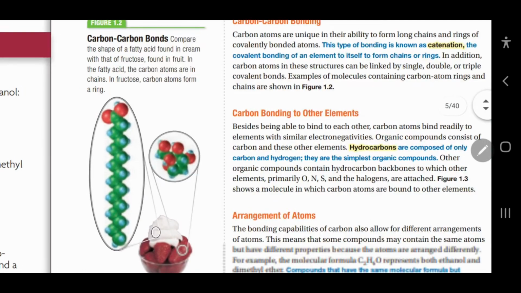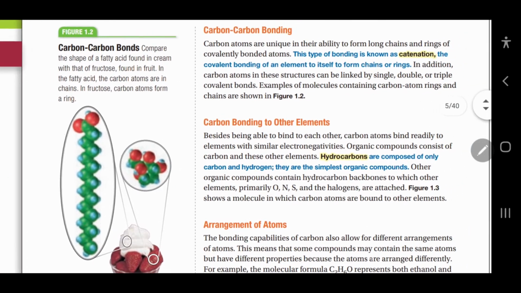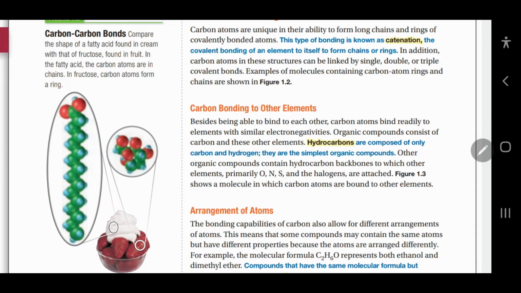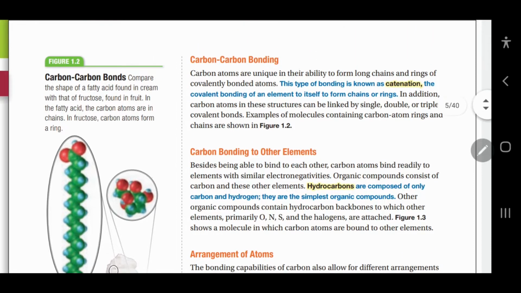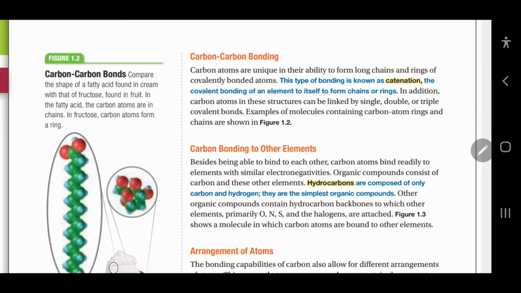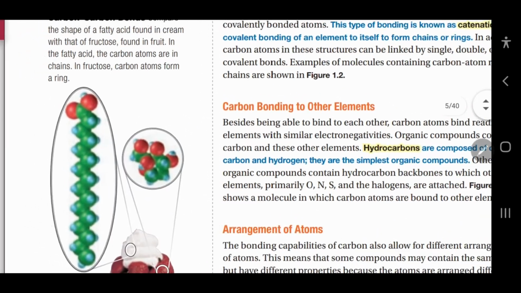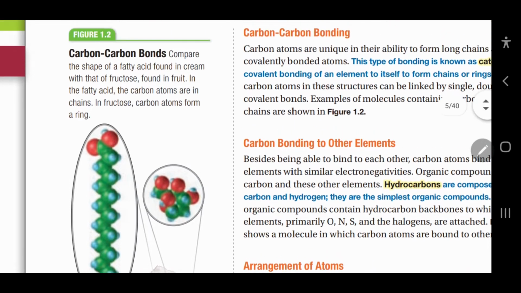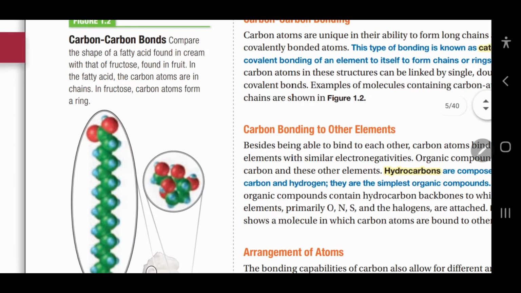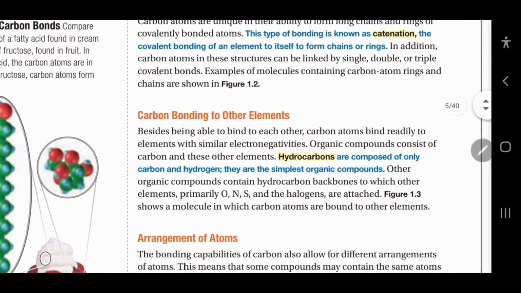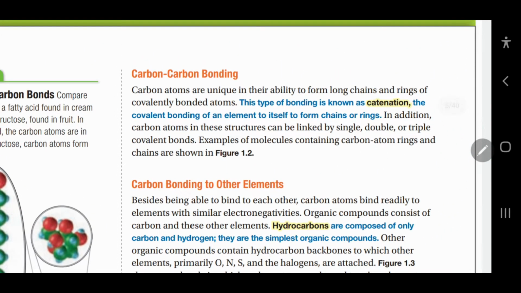Now, as you can see here, carbon-carbon bond. Because carbon is able to make very long chains of carbon atoms connected to each other, this is what we call catenation, which is the covalent bonding of an element to itself to form a chain or a ring. So as you can see here in this shape, fructose carbon atoms could form a ring or could form a very long chain in fatty acids. So this is the meaning of catenation.